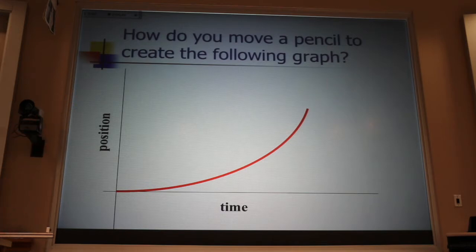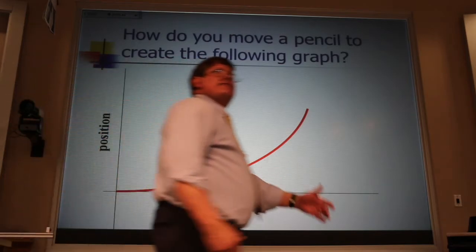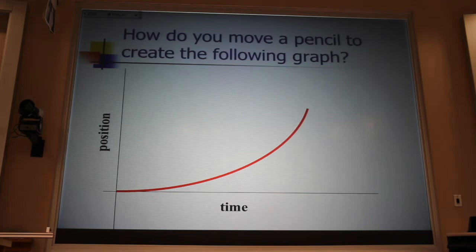Should I start fast or slow? Slow. I start with zero velocity, and then I slowly take off, and then get faster and faster as I go. Fat man running. Okay?